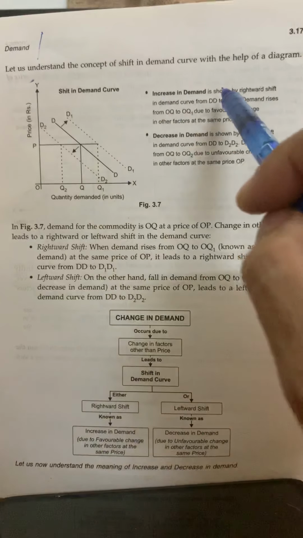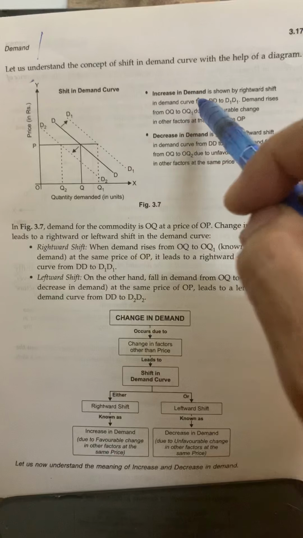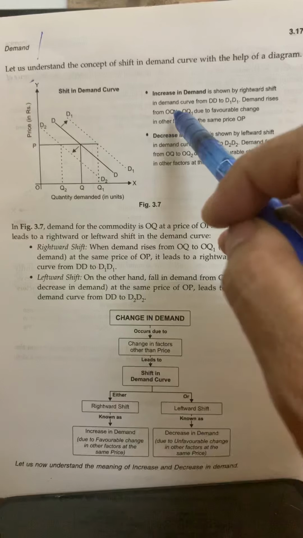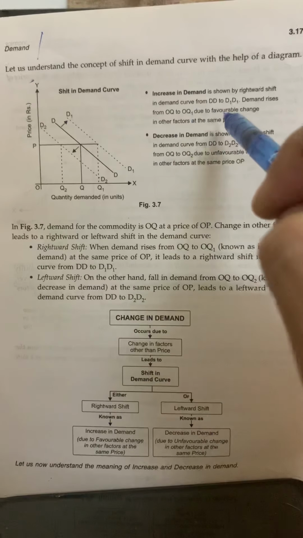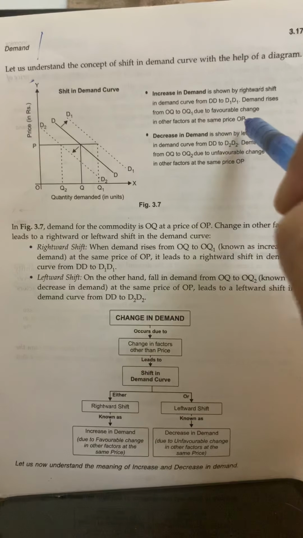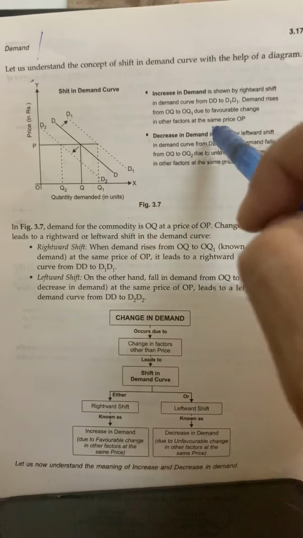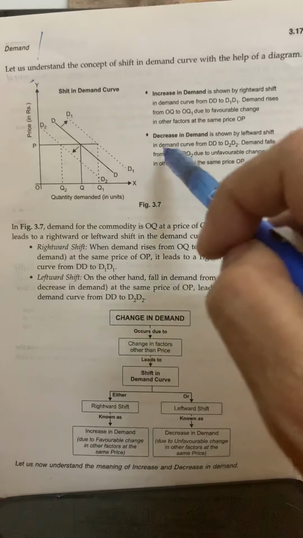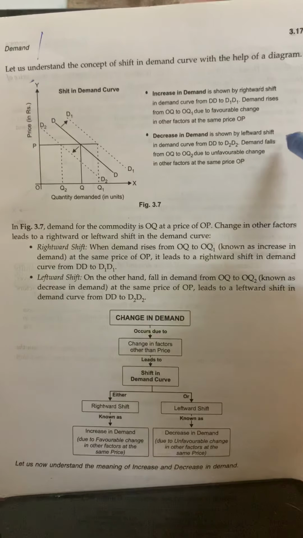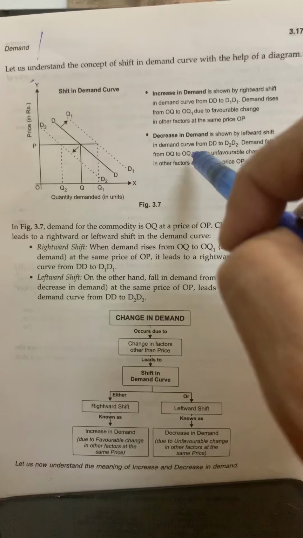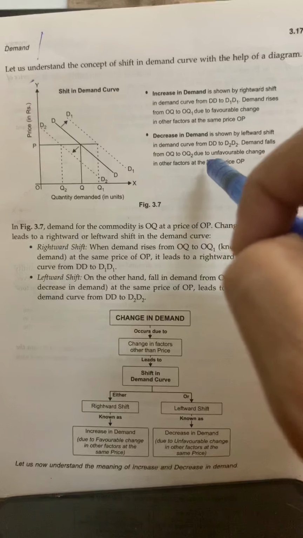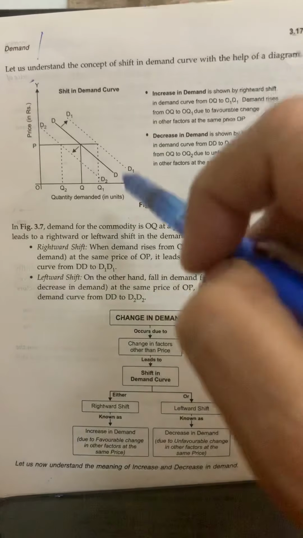Increase in demand is shown by rightward shift in the demand curve from DD to D1, D1. Demand rises from OQ to OQ1 due to the favorable change in other factors at the same price OP. Decrease in demand is shown by leftward shift in demand curve from DD to D2, D2. Demand falls from OQ to OQ2 due to the unfavorable change in other factors at the same price OP.